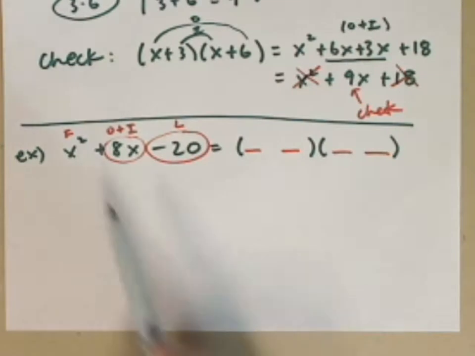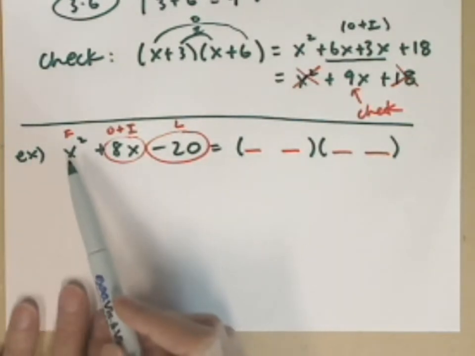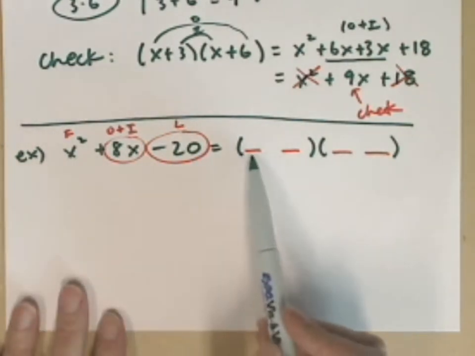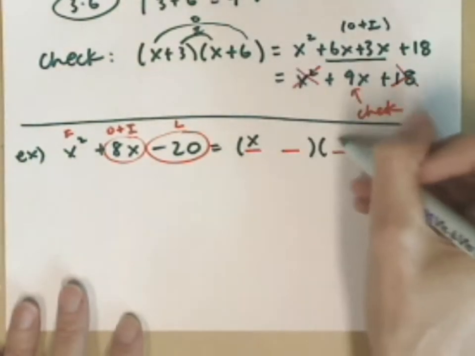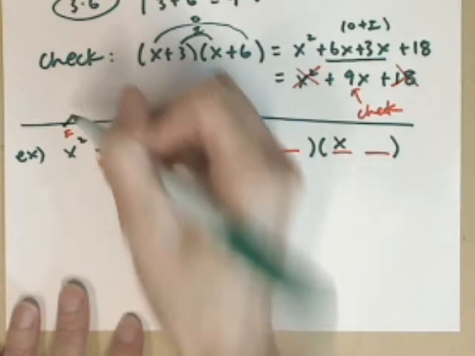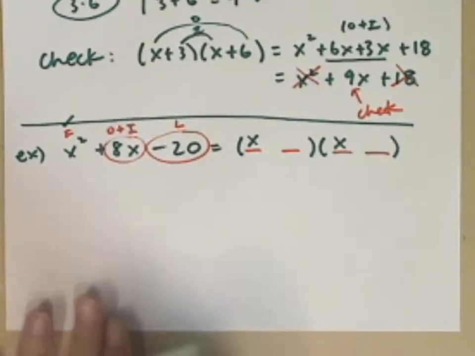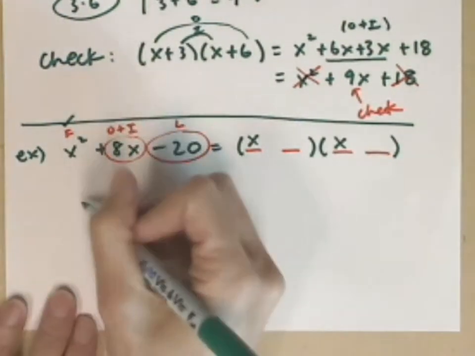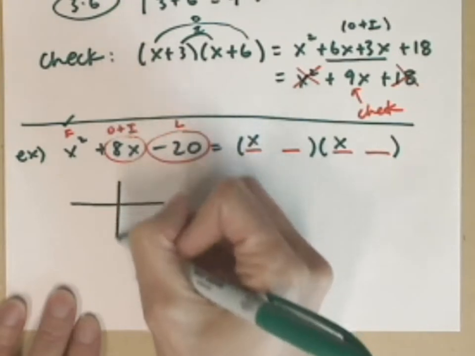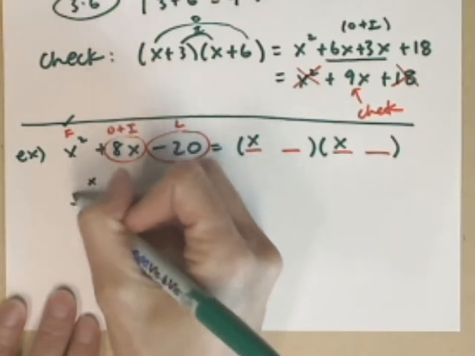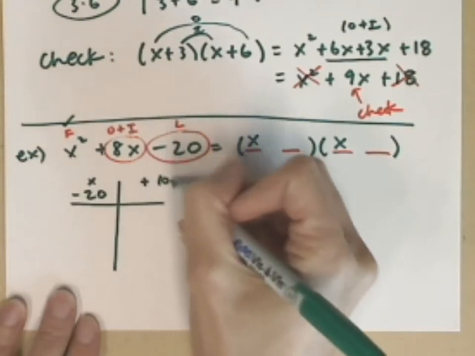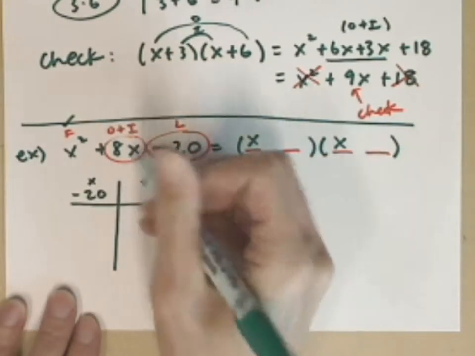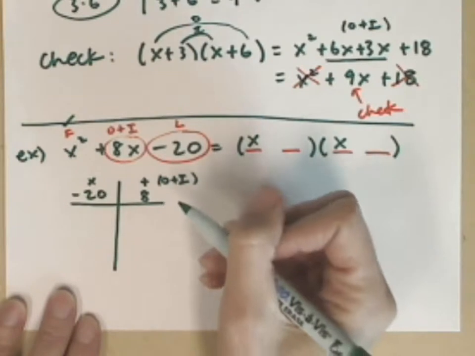The easiest one to deal with is the x squared. So I'm going to deal with that first. To multiply this times this and get x squared, I need x times x. I've already guaranteed that I'm going to get an x squared. Now I want to work for that negative 20. So I want these to multiply to be negative 20, and I want them to add, because this is the outer plus the inner, to be 8.